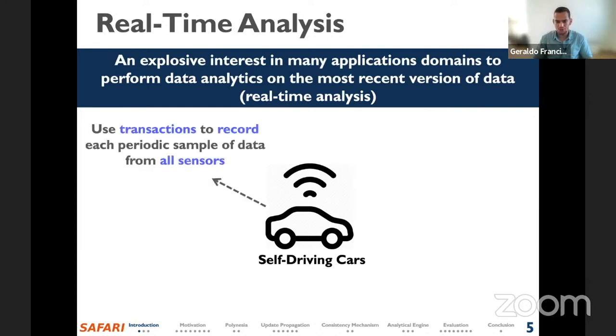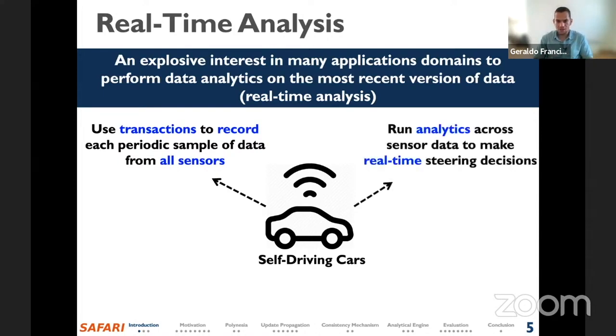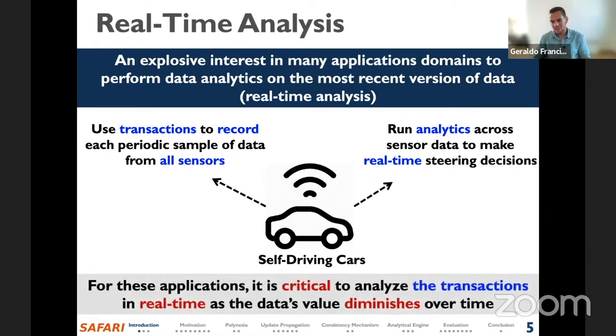Self-driving cars ingest a large volume of data from various sensors during the run of the car. And typically there is some form of learning model running the car, either in the car itself or in the cloud, that needs to apply decisions based on the real-time data that has been collected. Other applications that require real-time data analysis include fraud detection, personalized recommendations, and also healthcare monitoring. Therefore, for these applications, it's critical to perform data analytics on the most recent version of the data, since the value of the data diminishes over time.